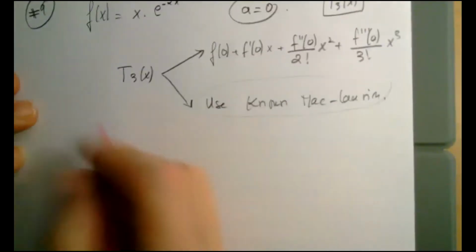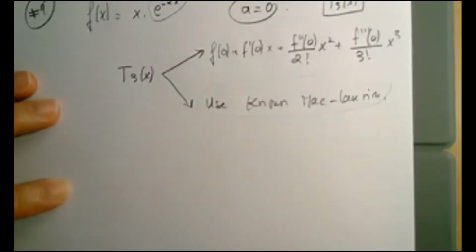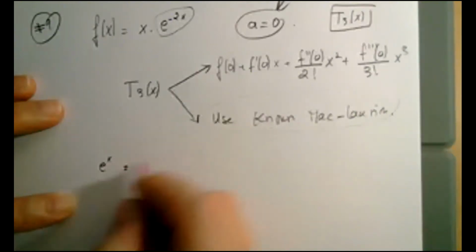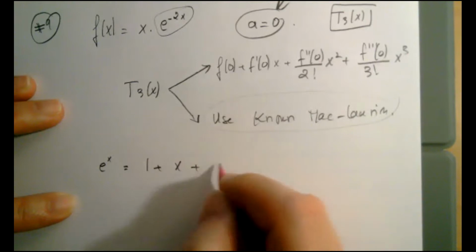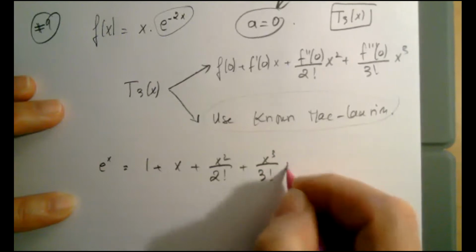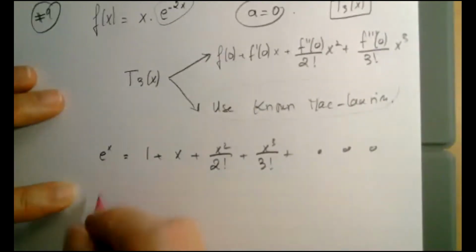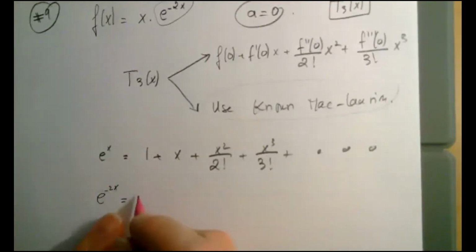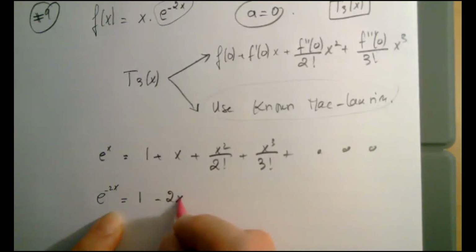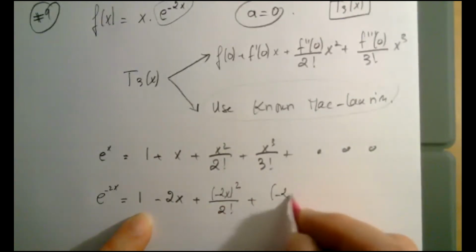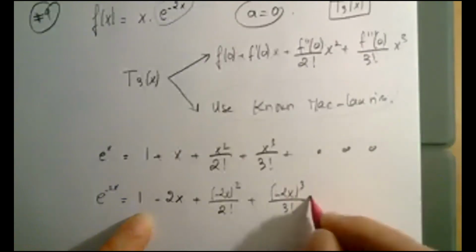So let's do that. First, I want e to the minus 2x. Once I do that, I have to multiply by x. So let me make sure we get e to the minus 2x. We start with e to the x, plus etc. And e to the minus 2x means I have to substitute minus 2x for x. This will give me 1 minus 2x plus (minus 2x) squared over 2 factorial plus (minus 2x) cubed over 3 factorial.